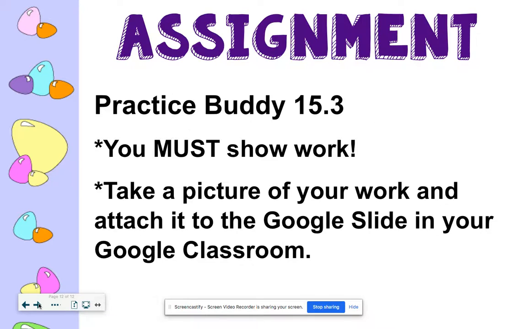Now, there are 5 questions on your homework. So if it doesn't all fit on one side of your paper, that's fine. If you need 2 sides to your paper, that's okay. I put 2 slides in your Google Classroom, but I want to see the work to go along with your lesson.